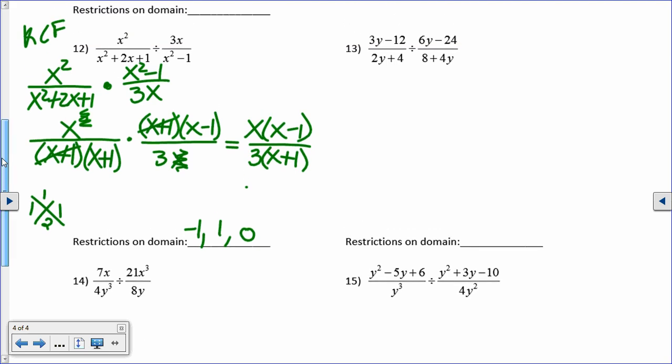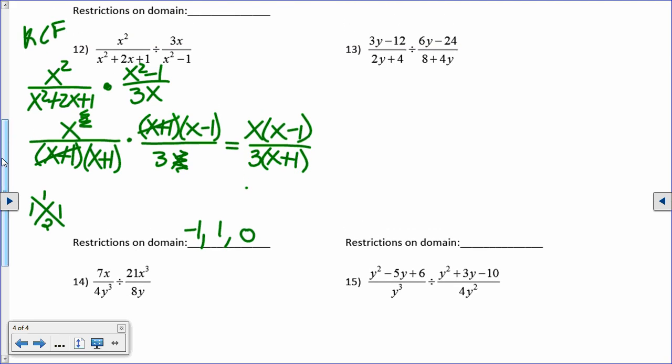Alright, so it can be a little bit longer, especially with finding all those different restrictions, but it's essentially a multiplication question. Okay? How do I approach this one? KCF. Keep, change, flip. So we're going to keep the first one. First fraction. Change what? Change the multiplication. And then flip what? Right, the reciprocal.